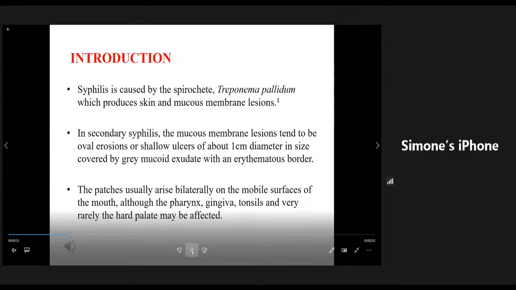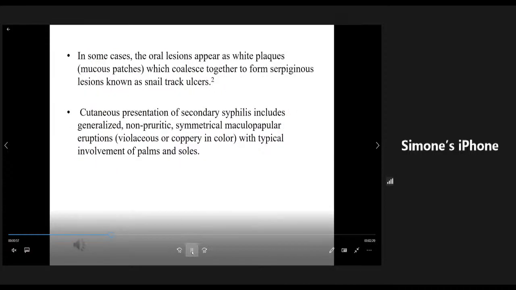Syphilis is caused by the spirochete Treponema pallidum, which produces skin and mucous membrane lesions. In secondary syphilis, the mucous membrane lesions are oval erosions or shallow ulcers of about 1 centimeter diameter, covered by gray mucoid exudate with an erythematous border. The patches usually arise bilaterally on the mobile surfaces of the mouth, although the palate, gingiva, tonsils, and very rarely the hard palate may be affected.